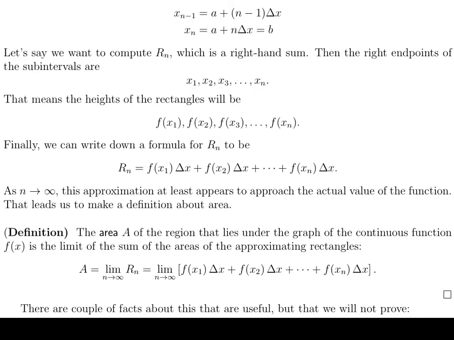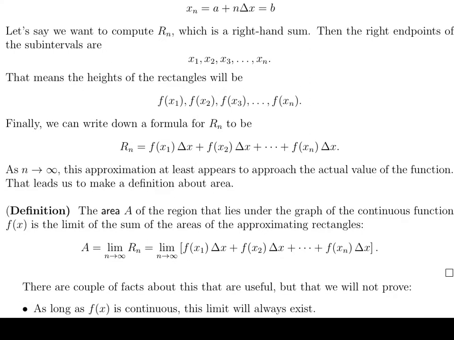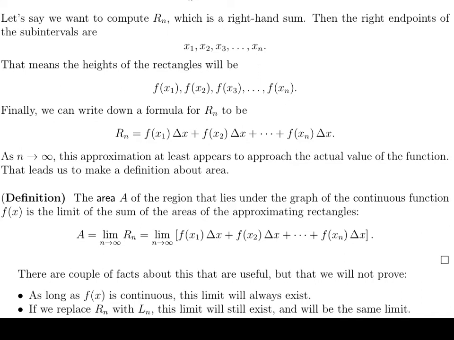Now I'm going to give you a couple of facts about this definition. These are fairly useful and important, but we're not going to prove them. The first fact is that as long as f of x is continuous, this limit will always exist. Now here's the real interesting fact. If we replace R sub n with L sub n, this limit still exists, and it's going to give us the same value. So it's kind of interesting. It doesn't matter if you choose right endpoints or left endpoints. The limit still exists, and you get the same thing. You can choose left or right approximating rectangles.